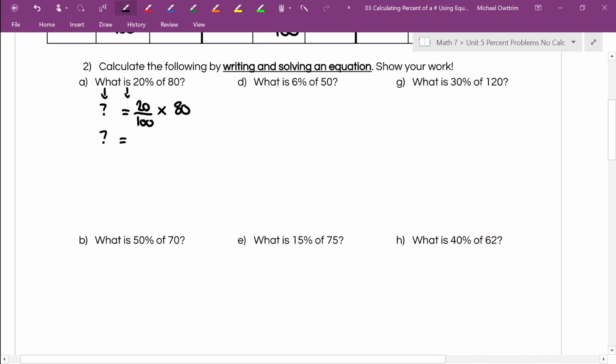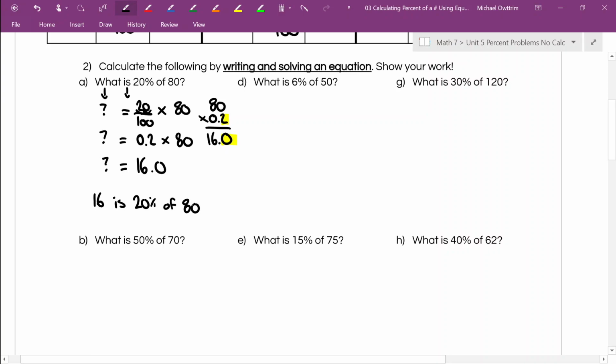Next thing we need to do is convert that fraction into a decimal. So 20 out of 100 is 0.2 times 80. We then need to actually multiply those out. So let's go ahead and set it up. 2 times 0 is 0. 2 times 8 is 16. And in our numbers, we had 1 digit in decimal places, so our answer will have 1 digit in decimal places as well. And we can say our question mark is 16.0, and therefore 16 is 20% of 80.